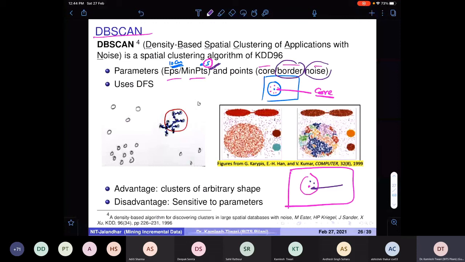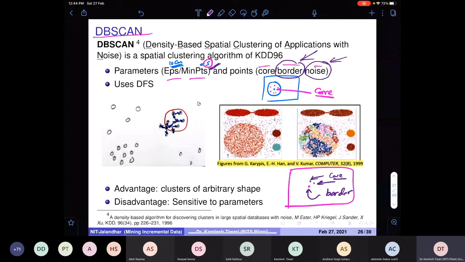To find out whether it is a border point or noise point, we have to see something else. Now I would concentrate on other points which are nearby me. These 2 points are nearby me. I would see if any of those nearby points are core points. If yes, then I would say that this point is a border point. Everybody understand what a border point is? This point is a border point.